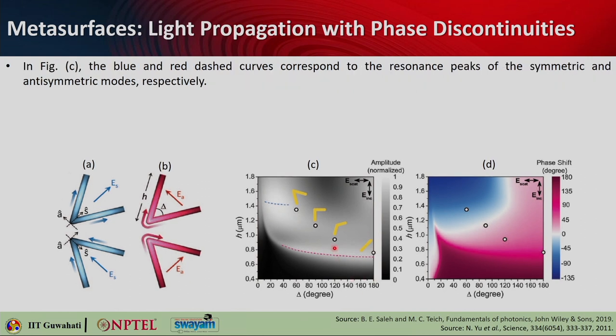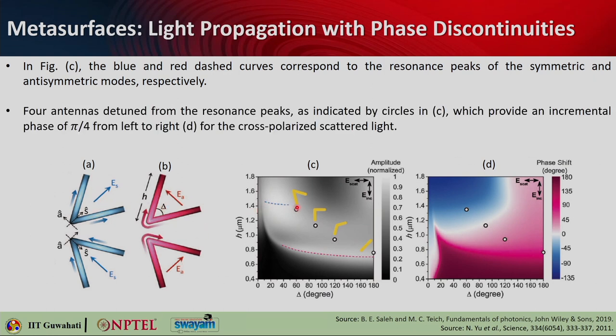Here the blue and the dashed curves correspond to the resonance peaks of the symmetric and antisymmetric modes. Symmetric mode is this one. Sorry, this one; antisymmetric mode is this one. We are only talking about this particular case, so you can only think of the top case, not the bottom one. But then, if you look at these four antennas, what is happening here? You also see the corresponding phase pattern when they are detuned from the resonance peaks, as indicated by the circles in C. Here you can see the circles. You can see that there is an incremental phase shift.